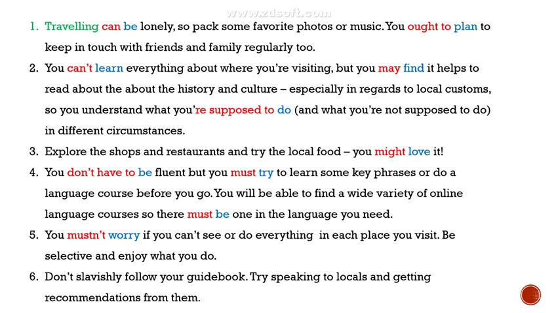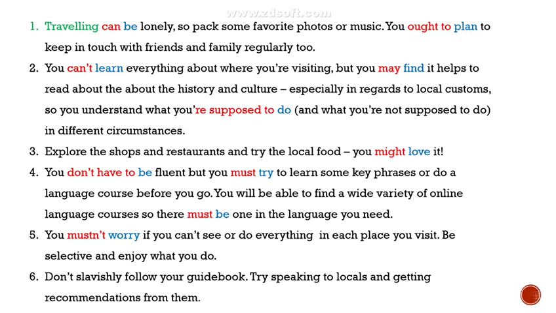If we take a look at verb can, we see that it is followed by verb be, which is an infinitive verb without to, or a base form verb, and this goes for all the other verbs like can't learn, may find, must try, etc.